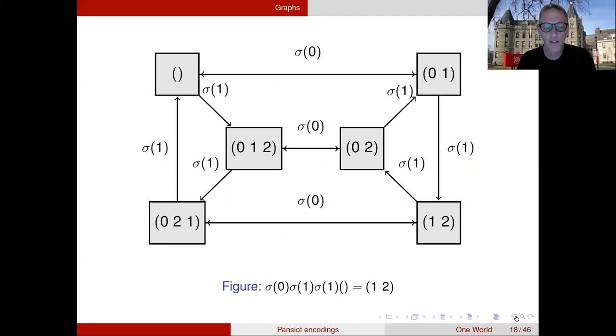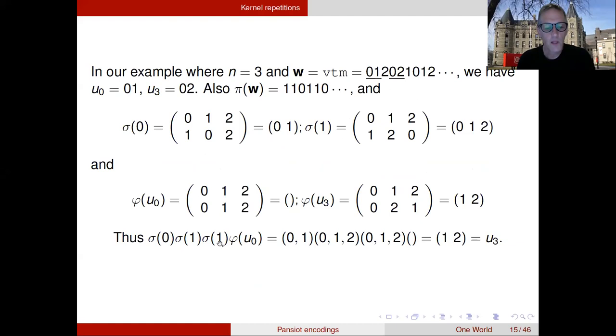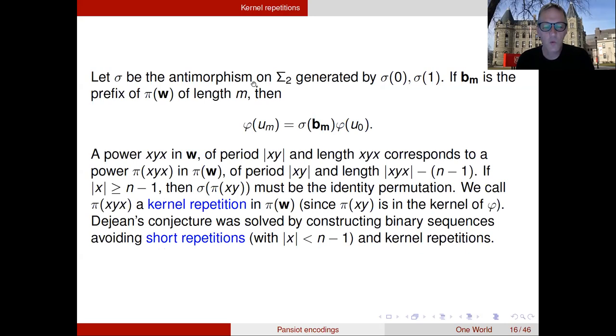So here we have the prefix of the Pansiot encoding is 110. So phi of u0 gets multiplied by sigma 1, 0. So 110, this gets reversed. So here I have 110 going backwards. This is why on the following slide, I talk about an antimorphism, so that the image of xy is the image of y times the image of x, where we're swapping things around in the other order. Now, here, talking about powers xyx in the word w, so let's map back to our previous example here.